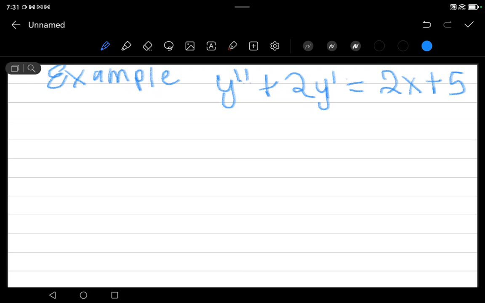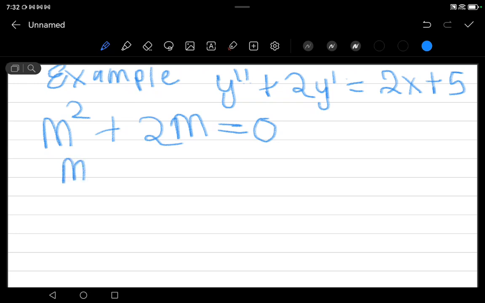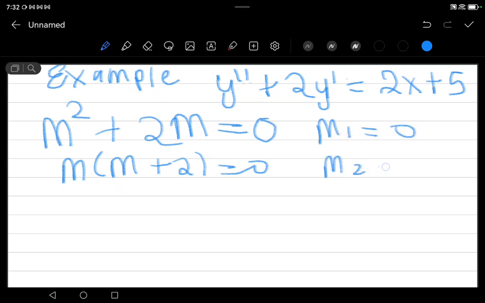So it's double prime, so it's going to be m squared plus 2, so it's 1 prime, so plus m. And then you're going to equate to 0. All the time you start like this. You check the one that has prime, and then you write it in terms of m. And then from here you solve for m. So to solve m, we're going to take out m, and then we're going to be left with m plus 2 equals to 0. So therefore our m1 is going to be equal to 0, and m2 is going to be equal to minus 2.